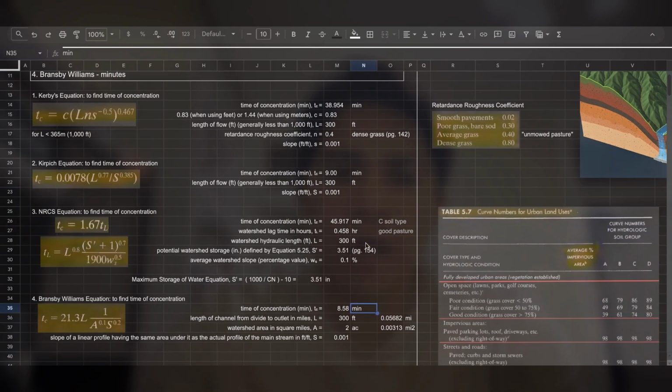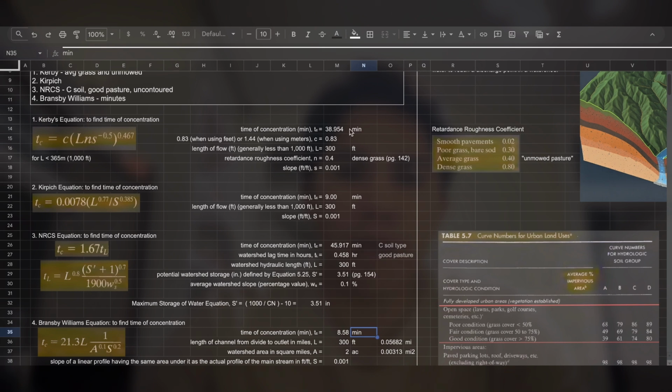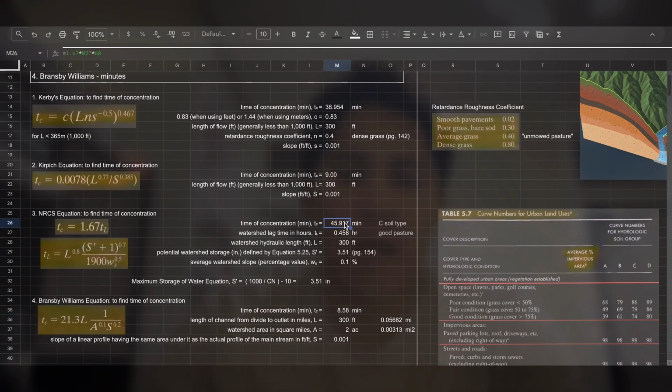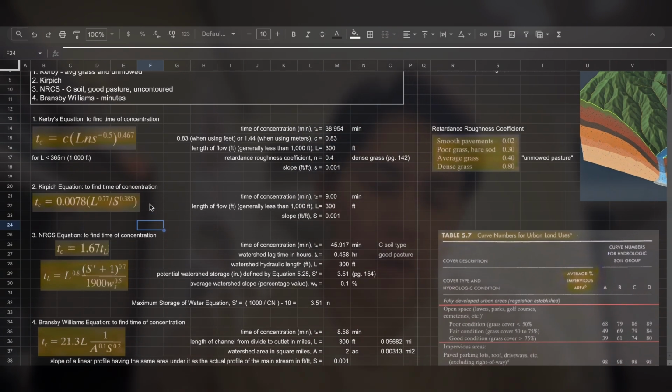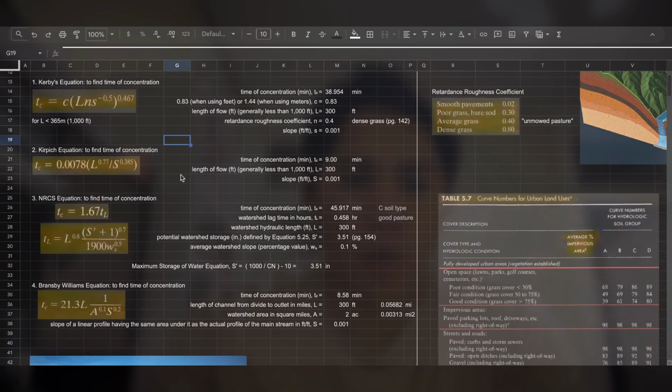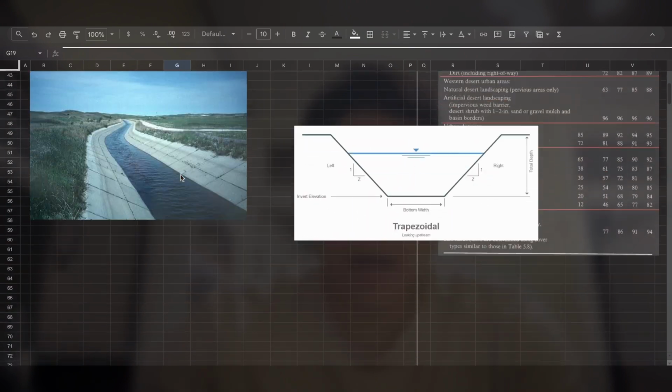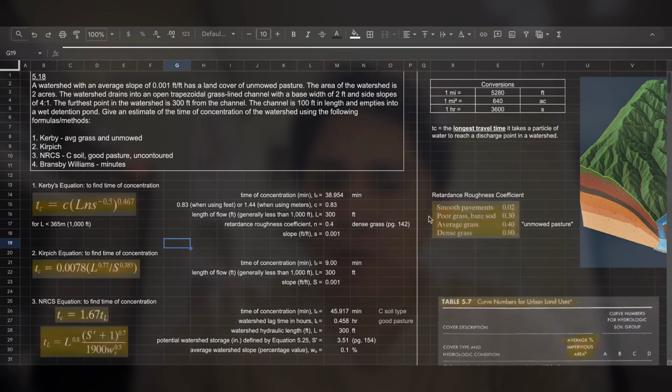So if you notice here, each equation gives us a very, very different value. And that's because each equation was determined in different areas. It depended a lot on the physical aspects and characteristics of the watershed. So when you're in a professional setting, you have to take this into account and see how each equation was developed and see if that represents also the area you are working in. So, this is it for this problem.